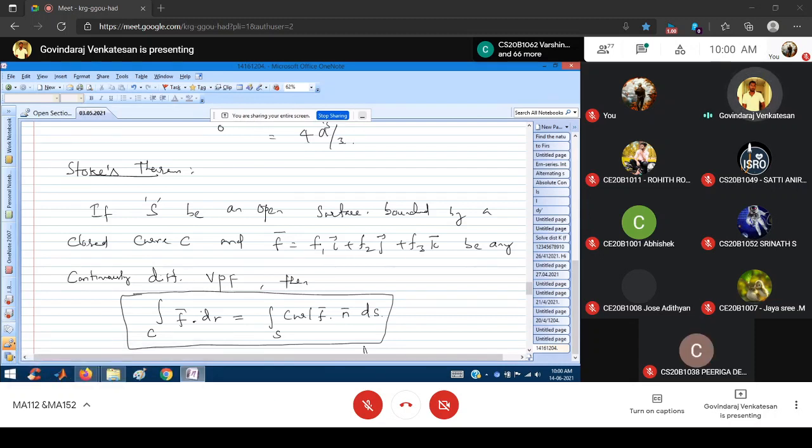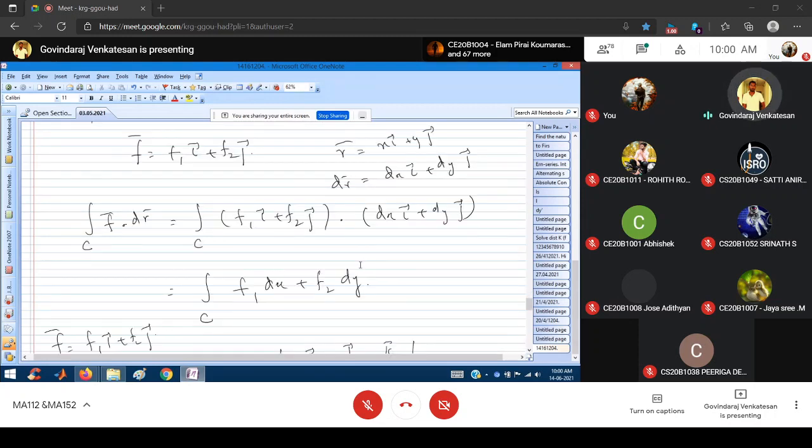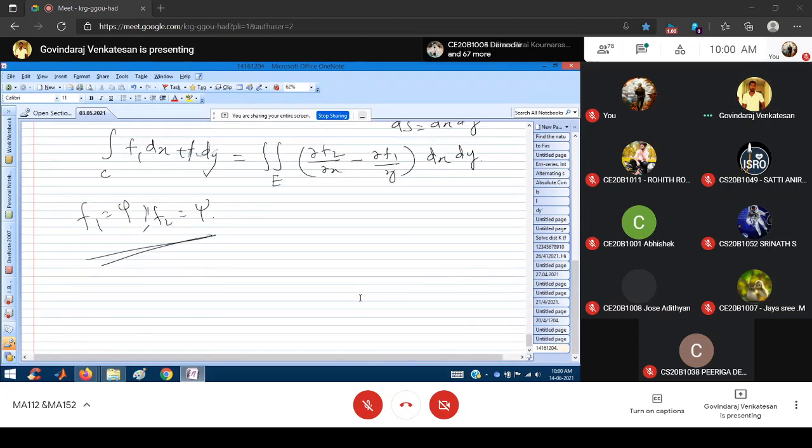Okay, clear? So any doubts in the Green's theorem and Stokes theorem? Both are connecting the line integral into the surface integral. And Green's theorem is a particular case of Stokes theorem. Okay, fine. Any doubts or any discussion?